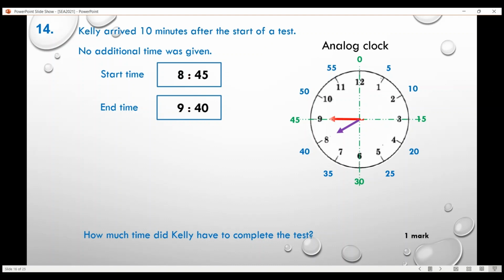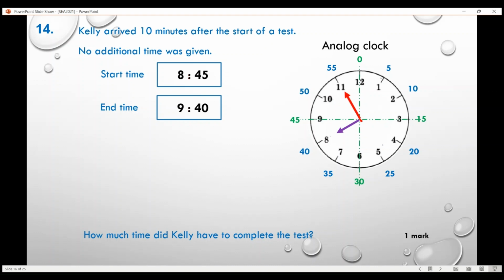So we now put in the minute hand, and the time tells us it's 8:45. And what happened? If we look back at the question, Kelly did not arrive at 8:45. Kelly arrived 10 minutes later. So let's move the minute hand 5, 10. So now what's the time? 8:55. Now, Kelly is starting the test at 8:55.